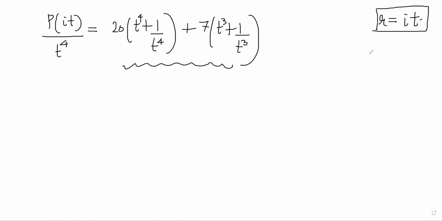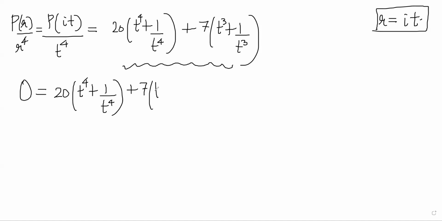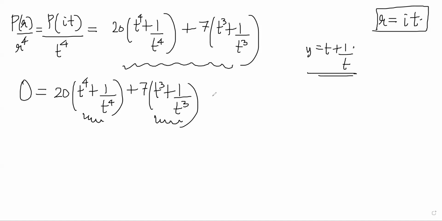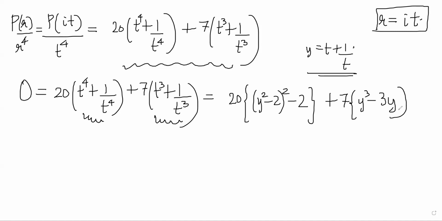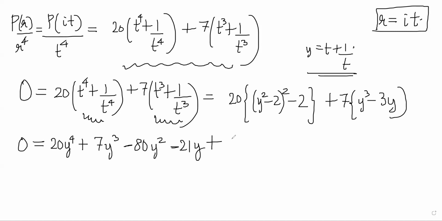Now, we know that r is a root, so this part is simply P of r by r power 4. So the left hand side is 0. So 0 is equal to 20 times t power 4 plus 1 by t power 4, plus 7 times t cube plus 1 by t cube. Now, if you do the substitution y is equal to t plus 1 by t, you will be able to express t power 4 plus 1 by t power 4, and this, in terms of y. You can write 20 times (y square minus 2) whole square minus 2, plus 7 times (y cube minus 3y). And if you simplify it, you will get this equation: 0 is equal to 20 y power 4 plus 7 y cube minus 80 y square minus 21 y plus 40.